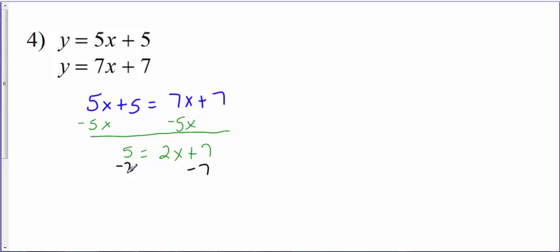Move our 7 to the other side. We get negative 2 equals 2x. Divide both sides by 2. So we get x equal to negative 1.